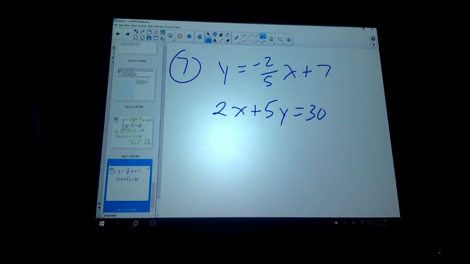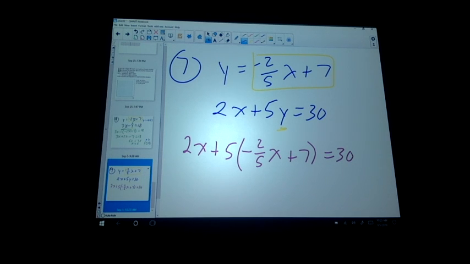All right, again, this one is set up for substitution where this right here should be able to sub in right there. Make sense so far? So my bottom equation, I have 2x plus 5, and then parentheses, negative 2 over 5, x plus 7, and then that's equal to 30. Feel comfortable?